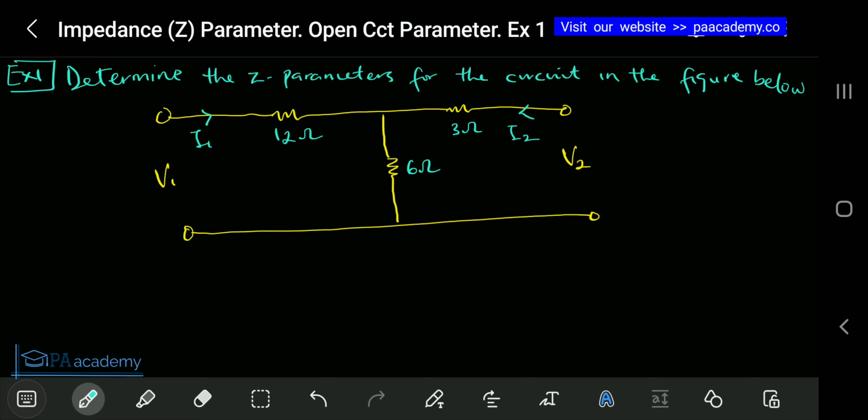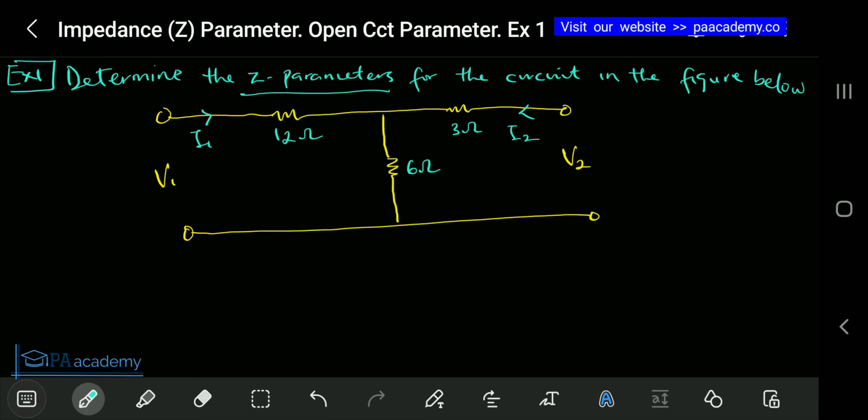It says, determine the Z parameter for the circuit in the figure below. Exactly. So like I mentioned in the previous parts, you can see that this question says determine the Z parameter. Some can tell you determine the open circuit parameter. Some might just tell you determine the impedance parameter. Exactly. So that's why I said you need to get yourself familiar with the other terms for each of those parameters.